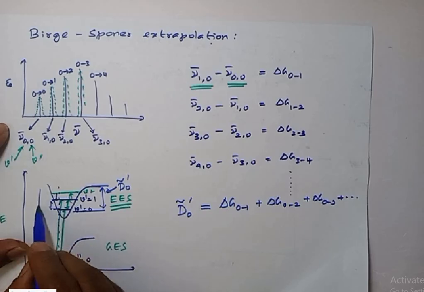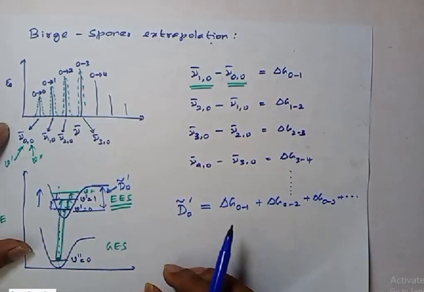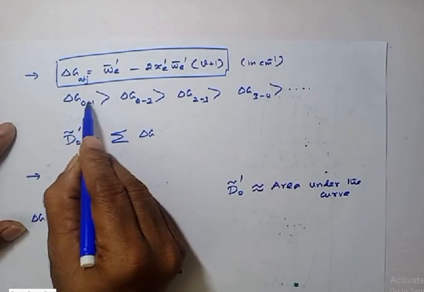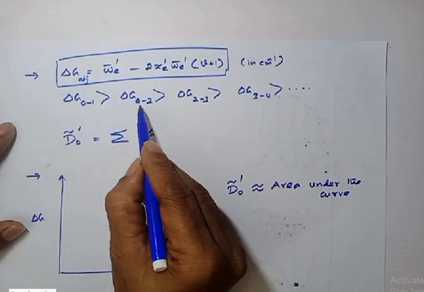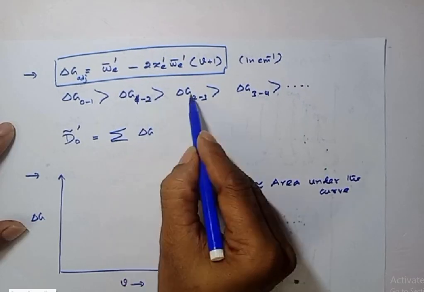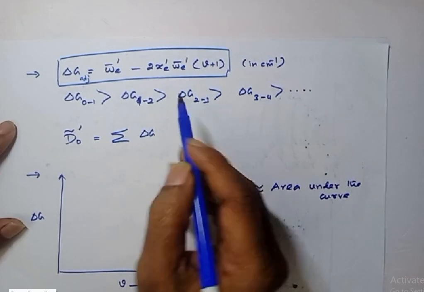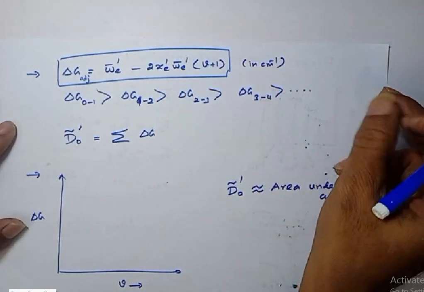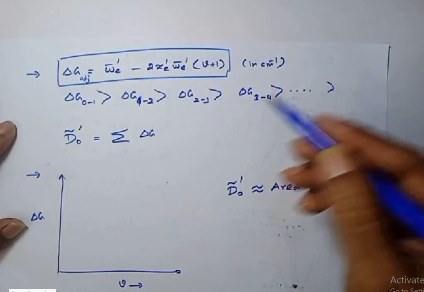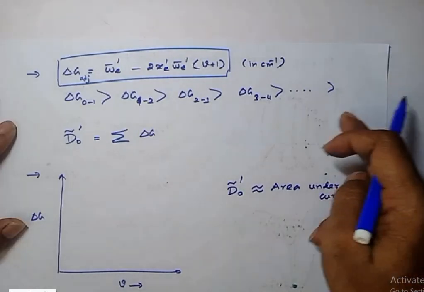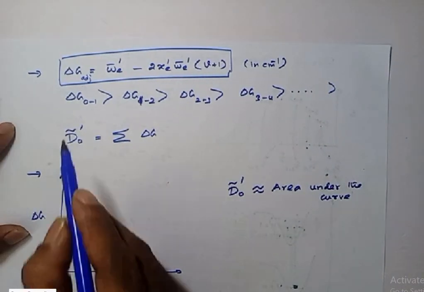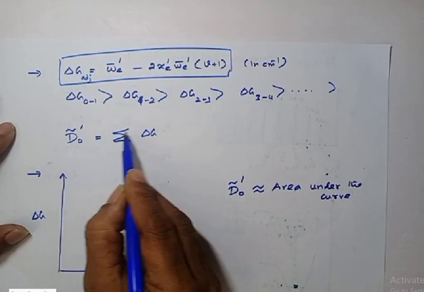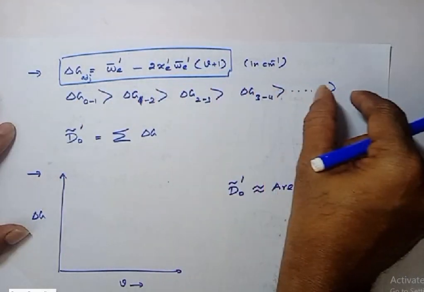And as we go above and above and above, the gap decreases. So the energy gap between the 0 and 1 level is greater than the energy gap between 1 and 2, which is greater than the energy gap between 2 and 3. As we go above and above, the energy gap decreases, and near Vmax it becomes 0. So I can write D0 prime is nothing but the sum of all these energy gaps.